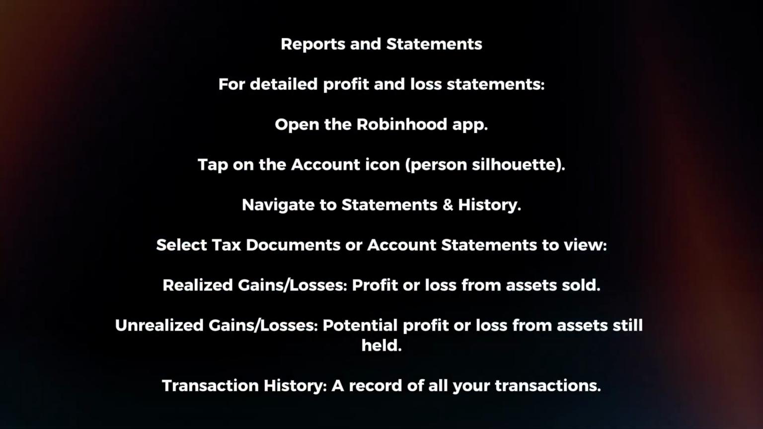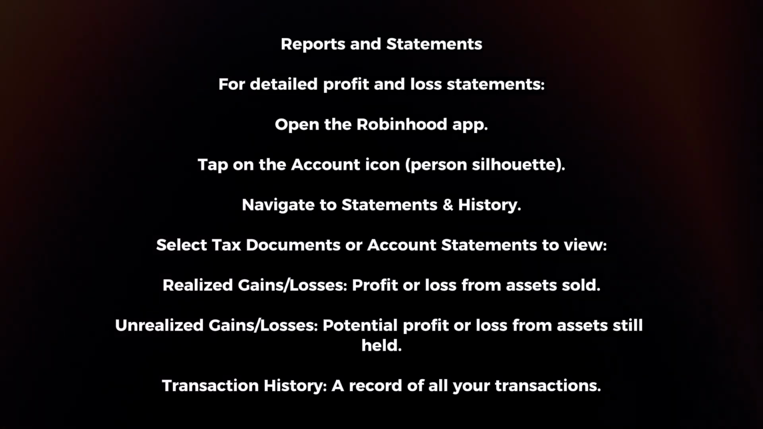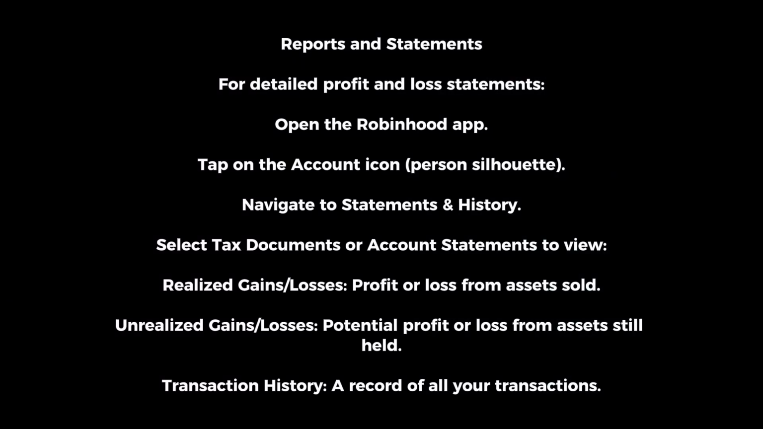Reports and statements. For detailed profit and loss statements, open the Robinhood app. Tap on the account icon. Navigate to Statements and History. Select Tax Documents or Account Statements to view. Realized gains or losses: profit or loss from assets sold. Unrealized gains or losses: potential profit or loss from assets still held. Transaction history: a record of all your transactions.